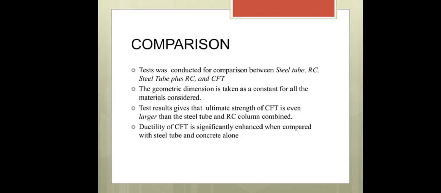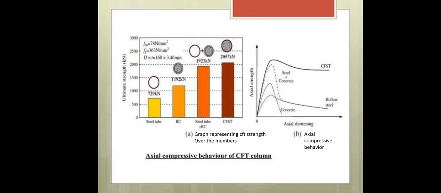Various tests have been performed on steel tubes, RC and CFT, which we'll be seeing further. In all the results, it has been observed that CFT is far better than steel tubes and concrete structures. As we can see in the graph, the load bearing capacity of steel tubes, RCC structure, and CFST have a major difference. CFT is far better than steel tubes and concrete structures in bearing capacity.